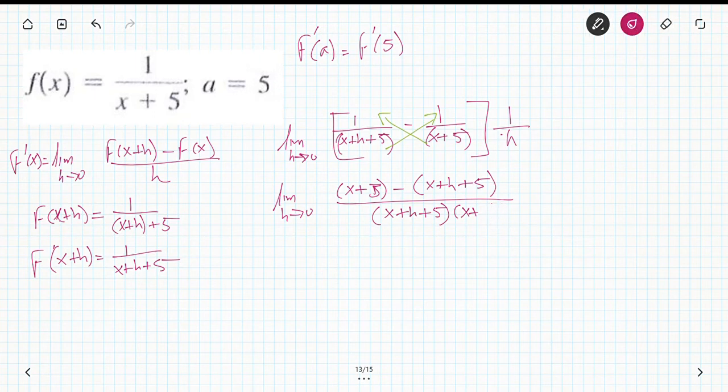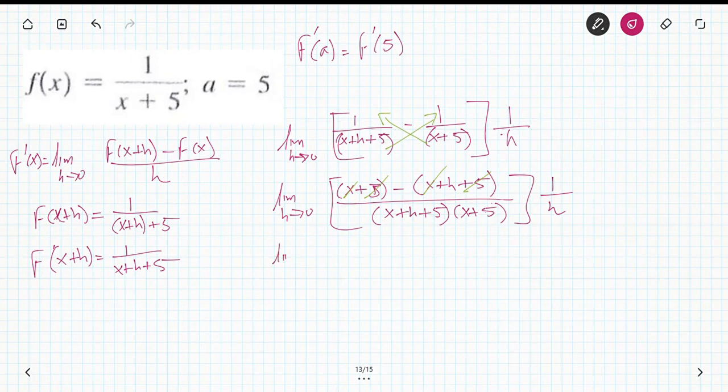and then all of this is going to be multiplied by 1 over h, okay, so let's see what we can eliminate. We're obviously going to eliminate this x and this x. We're also going to eliminate this 5 and this 5, and we're going to be left with that h term.